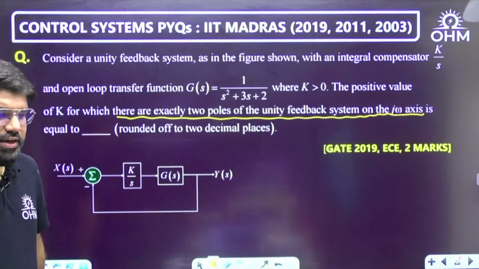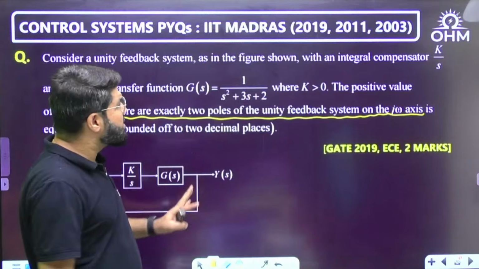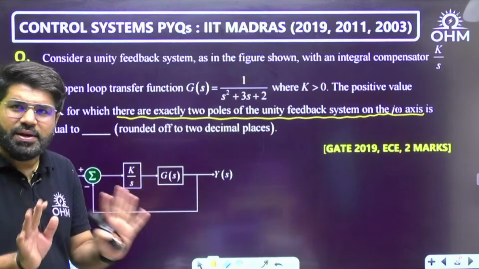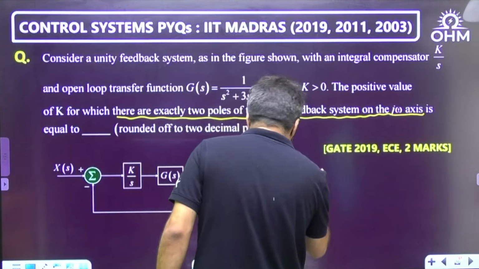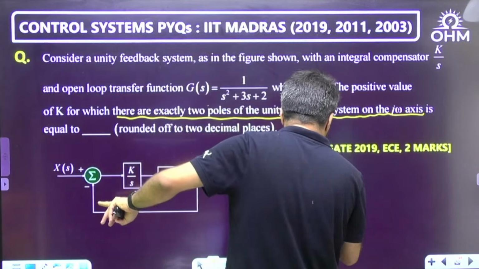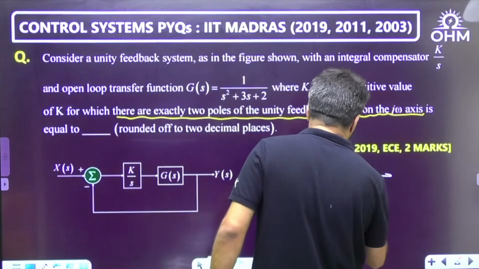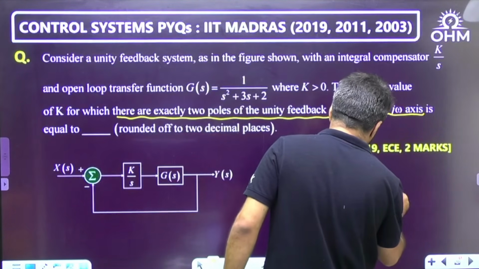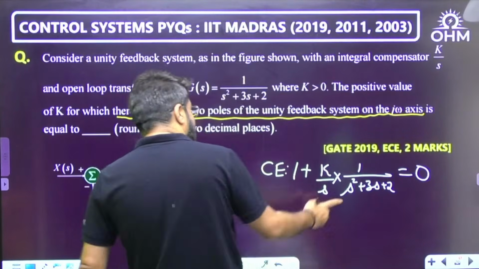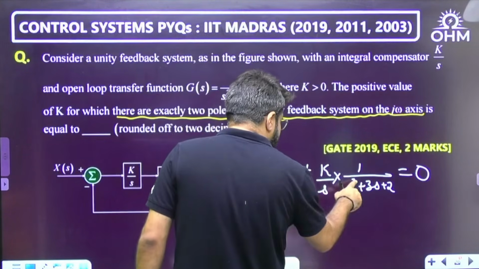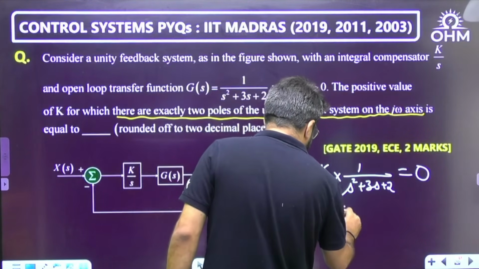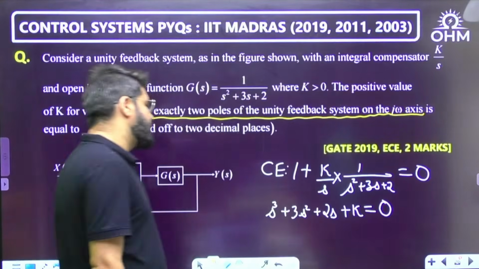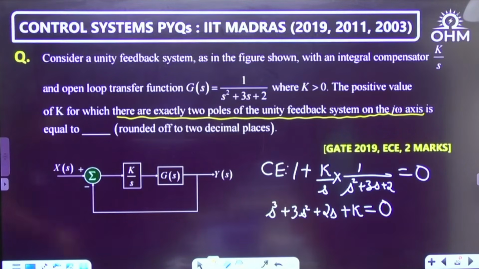Right, Usha Rakesh, 48 is the correct answer for the previous one. Now you see here, it's not a question on any controller; it's basically still a Routh-Hurwitz stability analysis. If I write down the characteristic equation, 1 plus the overall forward path gain k by s cascaded with G(s), and G(s) is 1 upon s square plus 3s plus 2, equal to 0, what I get is s cube plus 3s square plus 2s plus k equal to 0, correct?